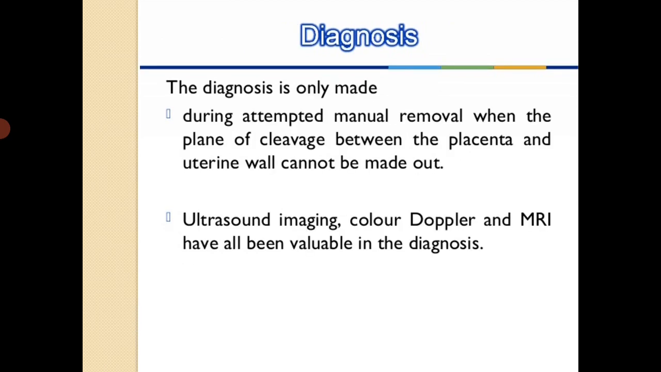Diagnosis: The diagnosis is only made during attempted manual removal when the plane of cleavage between the placenta and uterine wall cannot be made out. Second thing, ultrasound imaging or color Doppler and MRI have all been valuable in the diagnosis of placenta accreta.